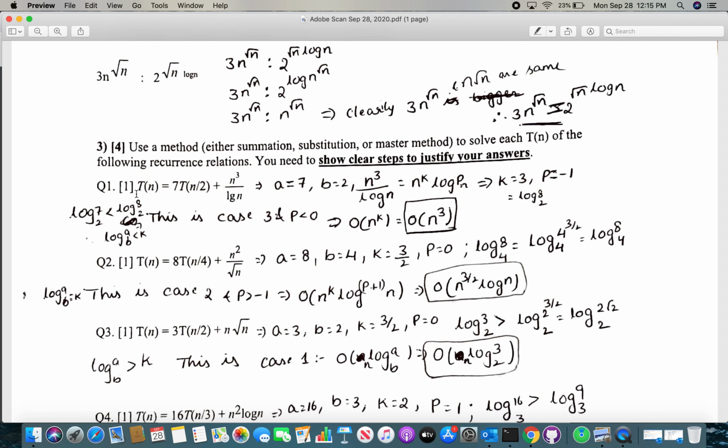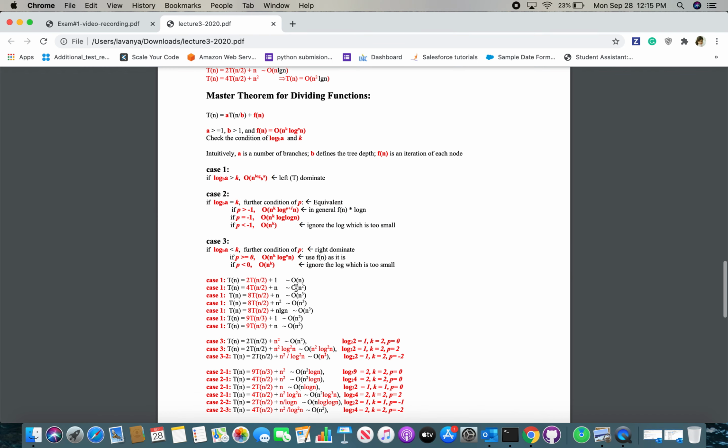In order to do that, we first calculate log a to base b and compare it with k. Here log a to base b is log 7 base 2 and k is 3, so we change that into logarithmic format, so it will be log a base 2. So is log 7 to base 2 bigger or log 8 to base 2 bigger? It is clear that log 8 to base 2 is bigger, as 8 is bigger than 7. So this is right dominant. As it is right dominant, what is the scenario? That is case 3.